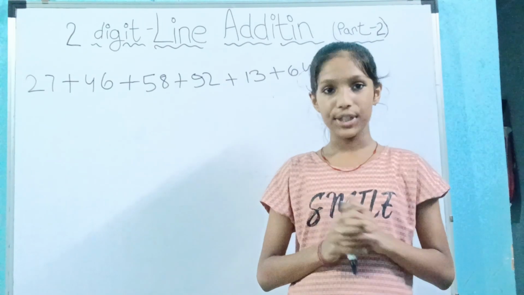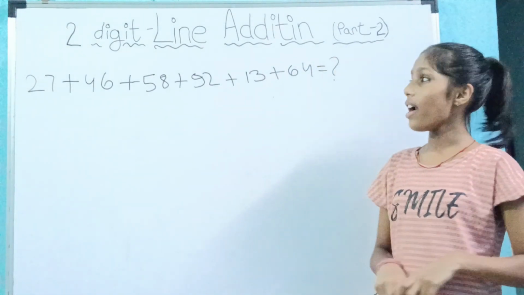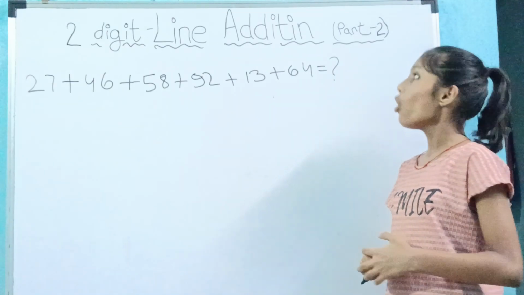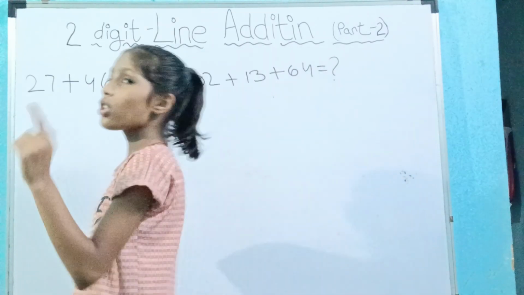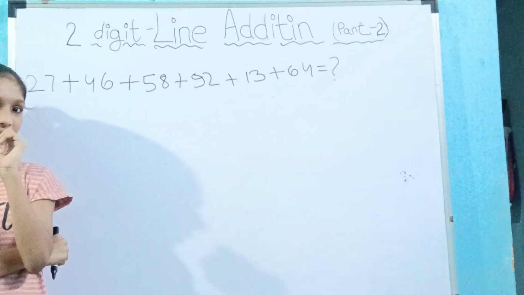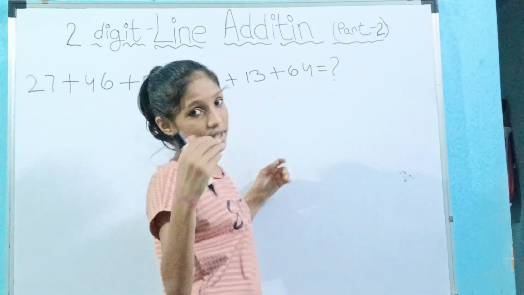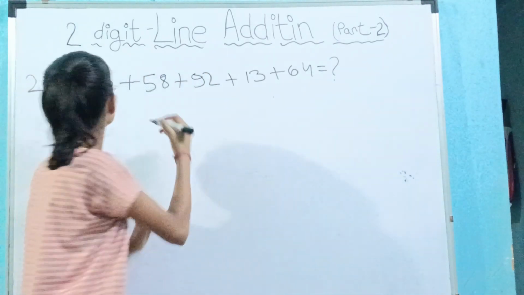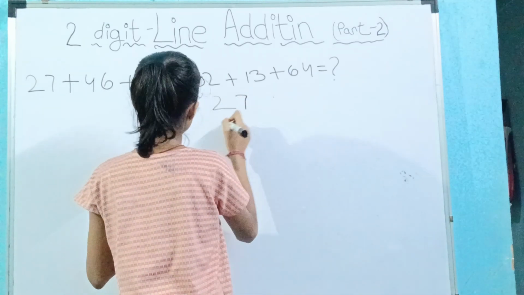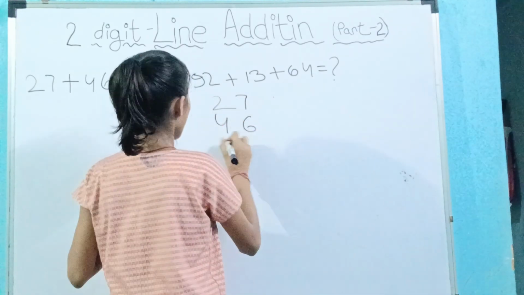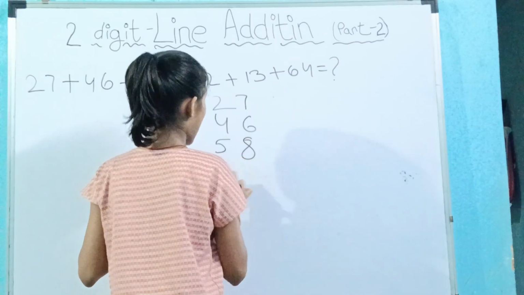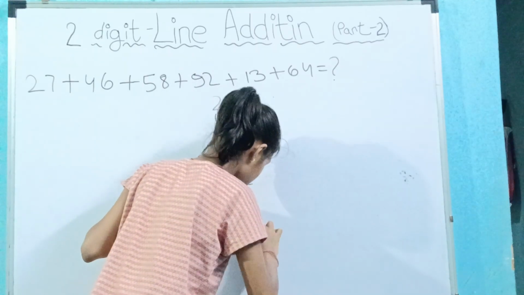So now here is the second question. It is 27 plus 46 plus 58 plus 92 plus 13 plus 64. Now what would the answer be, do you think? Confusing, right? Now let's use the method. So write them in a row. First of all, 27, 46, 58, 92, 13 and 64.